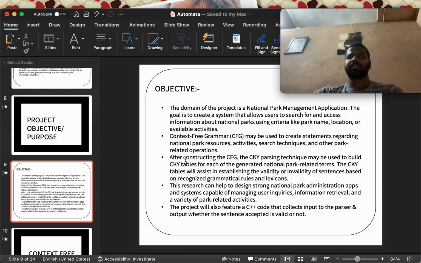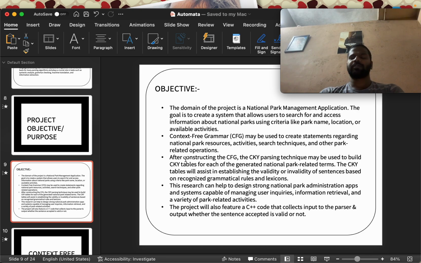CFG may be used to create statements regarding national park resources, activities, search techniques, and other park related operations. The grammatical standards can be modified to the park administration's individual needs and lexicon. Some of the regulations may not need to be changed. After constructing the CFG, the CKY parsing technique may be used to build the CKY tables for each of the generated national park related terms. The CKY table will assist in establishing the validity or invalidity of sentences based on recognized grammatical rules and lexicons. This research can help to design strong national park administration apps and systems capable of managing user inquiries, information retrieval, and a variety of park-related activities.